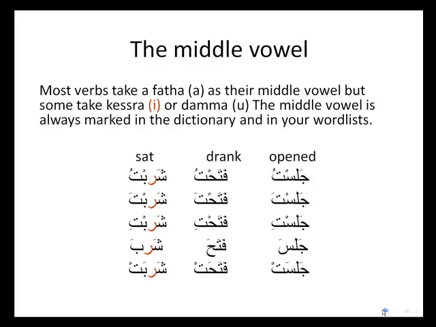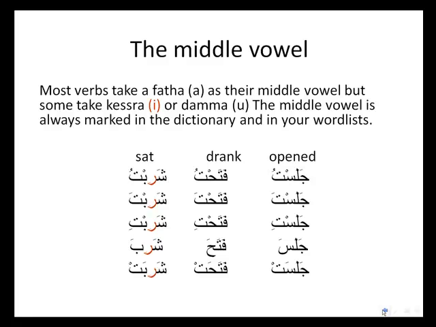Most verbs do take a fatha as their middle vowel, like darasa, but some verbs take a kesra or a damma. Now, the middle vowel is always marked in a dictionary and in your word list, so you can check it there and then learn the vowel together with the verb.